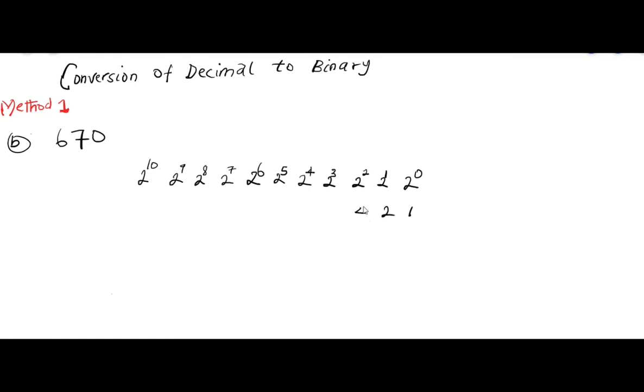Okay, 2 raised to power 0 is 1, 2 raised to power 1 is 2, 2 raised to power 2 is 4, 2 raised to power 3 is 8, 2 raised to power 4 is 16, 2 raised to power 5 is 32, 2 raised to power 6 is 64, 2 raised to power 7 is 128, 2 raised to power 8 is 256, 2 raised to power 9 is 512, and 2 raised to power 10 is 1024.